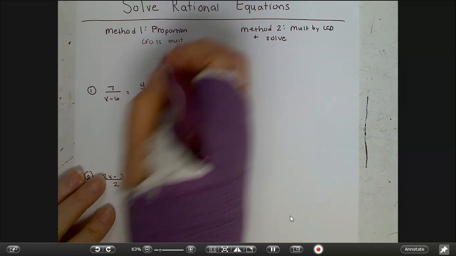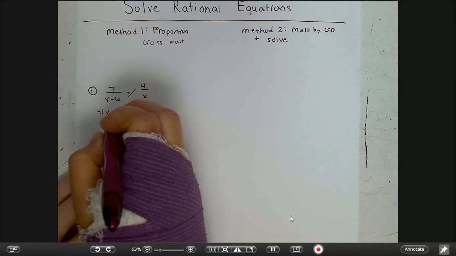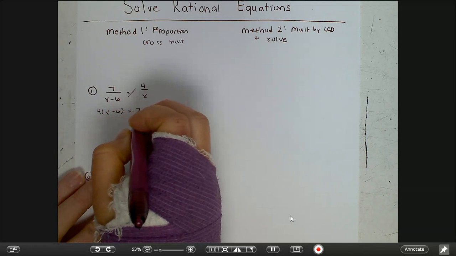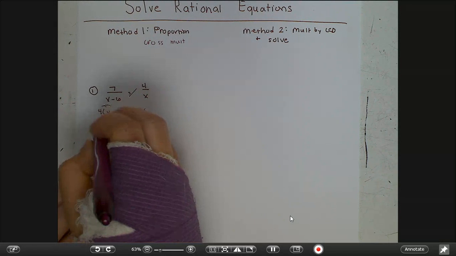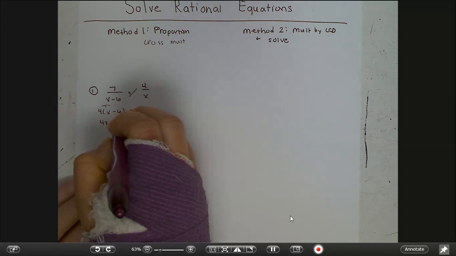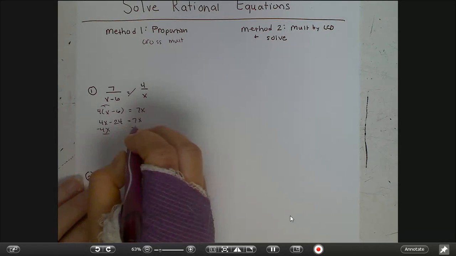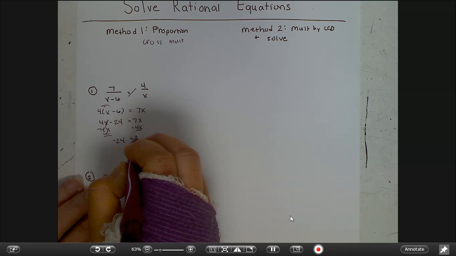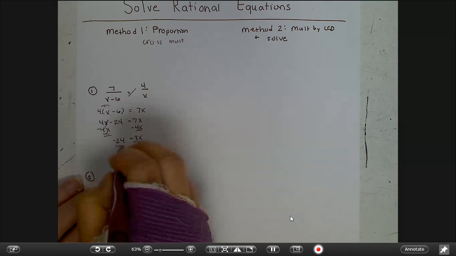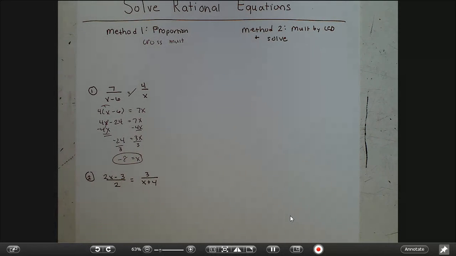So first, if we're going to use method 1 and cross multiply, we would have 4 times x minus 6 and 7x. And then you just solve that equation. So we would distribute, get all of our variables to one side, and divide. All right, so that would be what it would look like if we were cross multiplying.